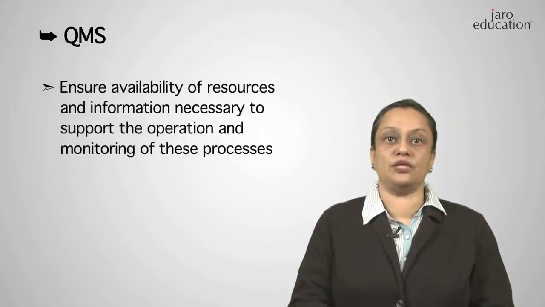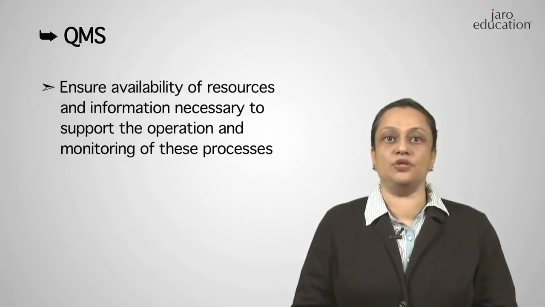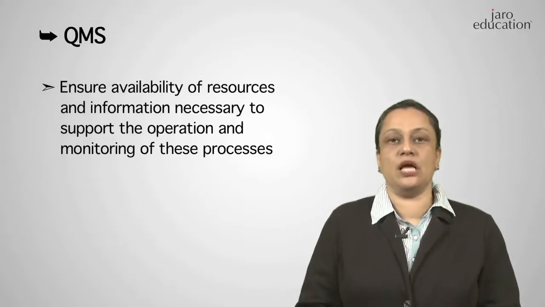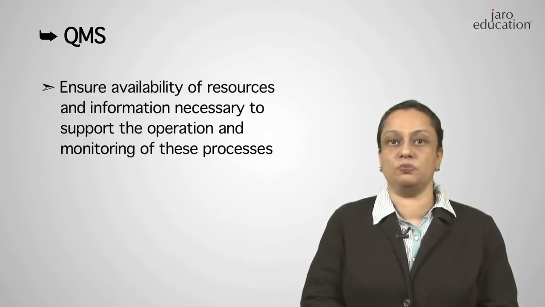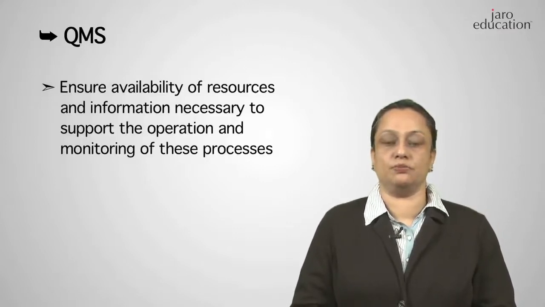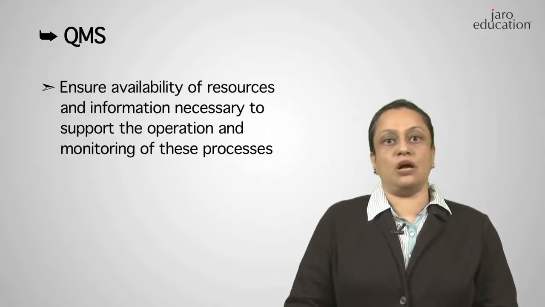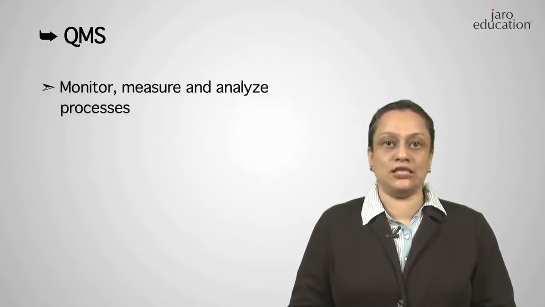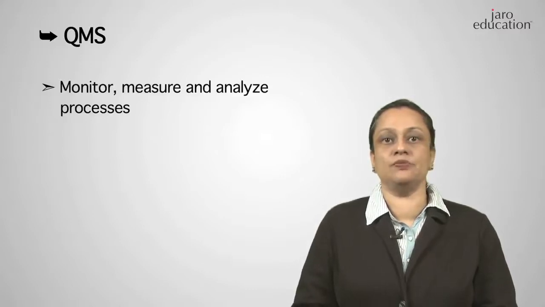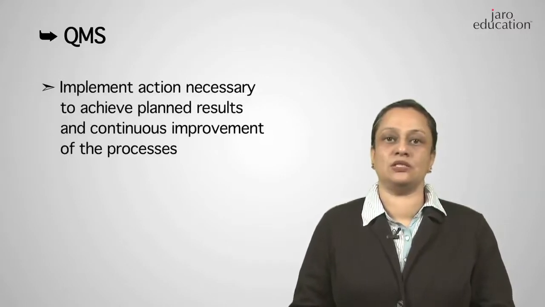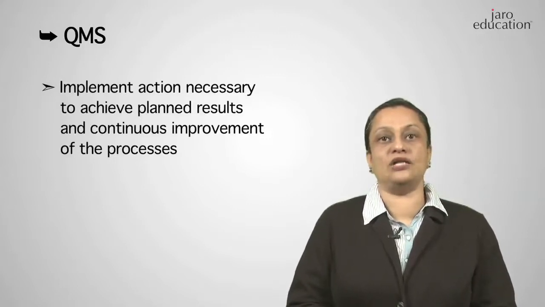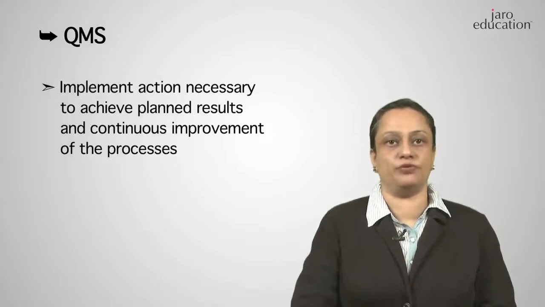We also talked about ensuring adequate availability of resources and information necessary to support the operation and monitoring of the processes. So there should be people with the right skills allocated to the projects. We talked about monitoring, measuring and analyzing these processes, and we'll see a little more about this aspect in this unit. And finally, implementing action necessary to achieve the planned results and also ensuring continuous improvement of the processes.